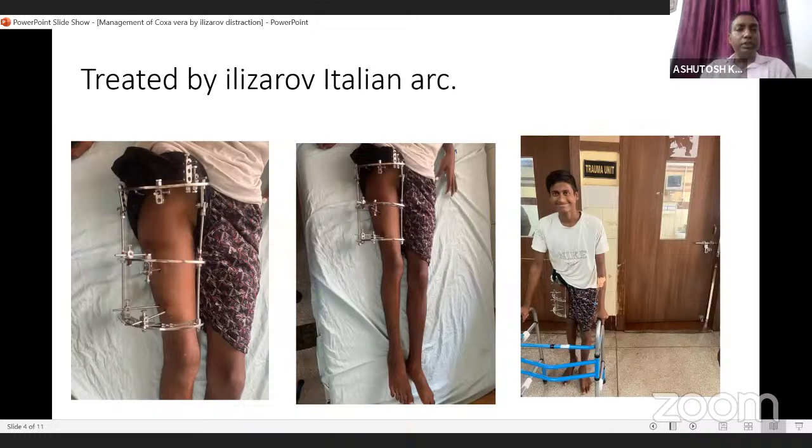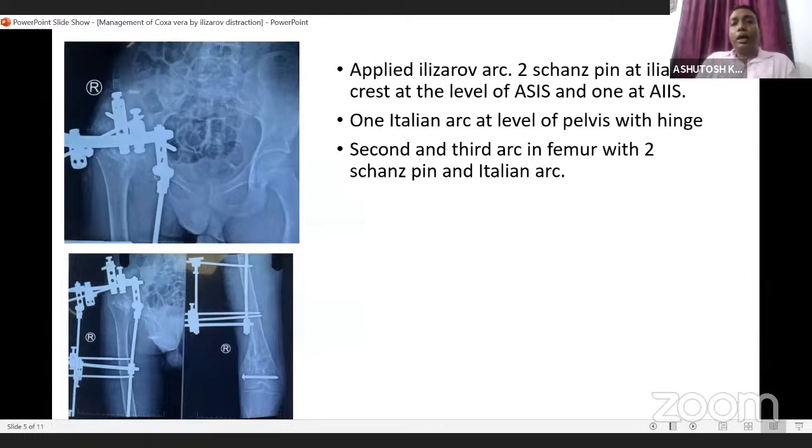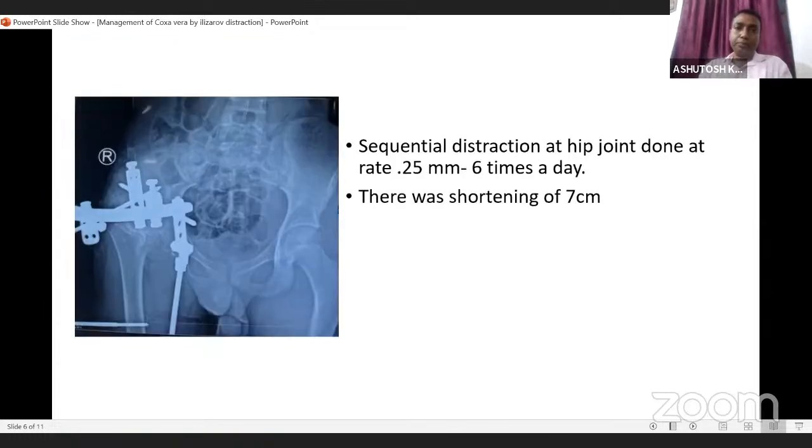So we planned to treat with Ilizarov Italian arc. We applied 3 Italian arcs, one at the level of the pelvis and 2 in the femur. 2 Schanz pins at the iliac crest level of the ASIS and 1 in the anterior inferior iliac spine. 1 Italian arc is applied at the pelvis, and the 2nd and 3rd are applied in the femur with 2 Schanz pins. Sequentially, I started the distraction at the hip joint, done at 0.25 mm 6 times a day, as there was a shortening of 7 centimeters.